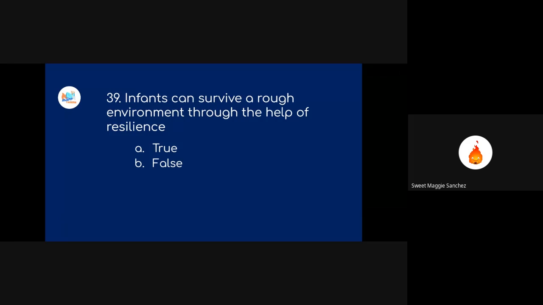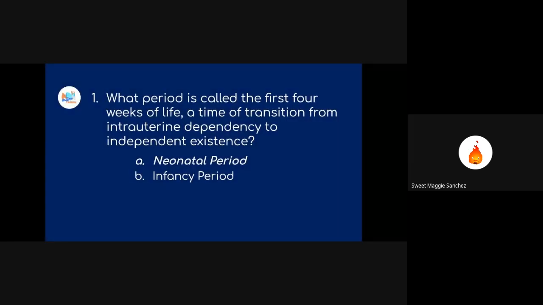Okay, so let's now start with the answers. Yay, we're on this part na. So, what period is called the first 4 weeks of life, a time of transition from intrauterine dependency to independent existence? The correct term is neonatal period. This is the globally accepted term, beginning at birth and ending at 28 completed days in life. Yes, it's really 28.